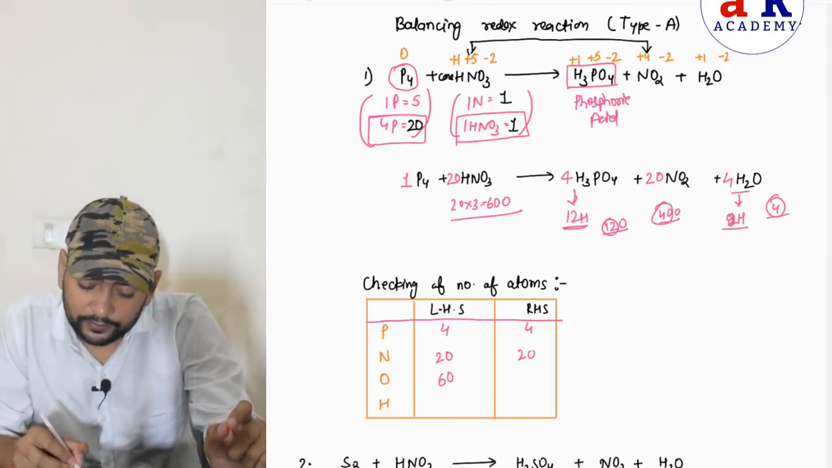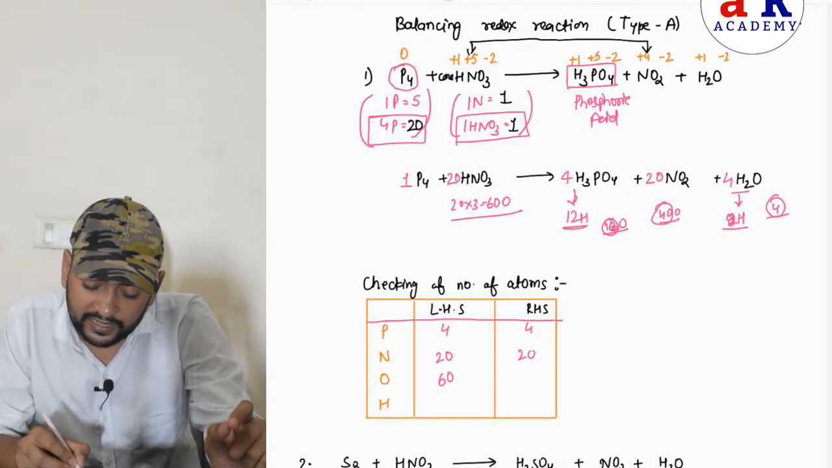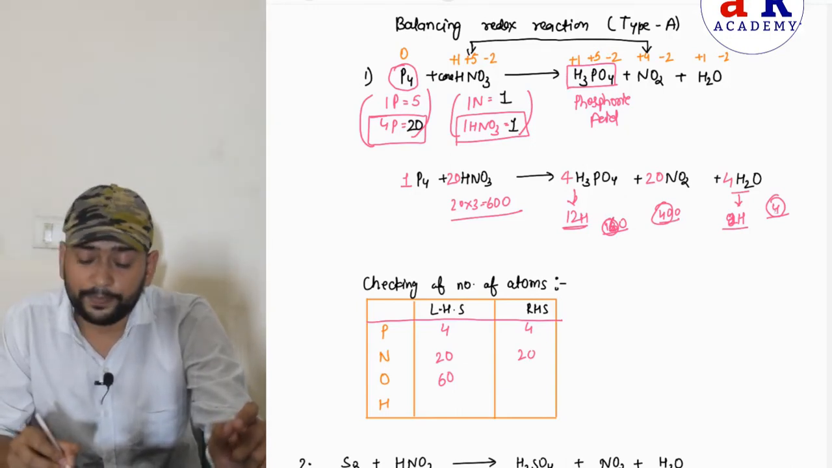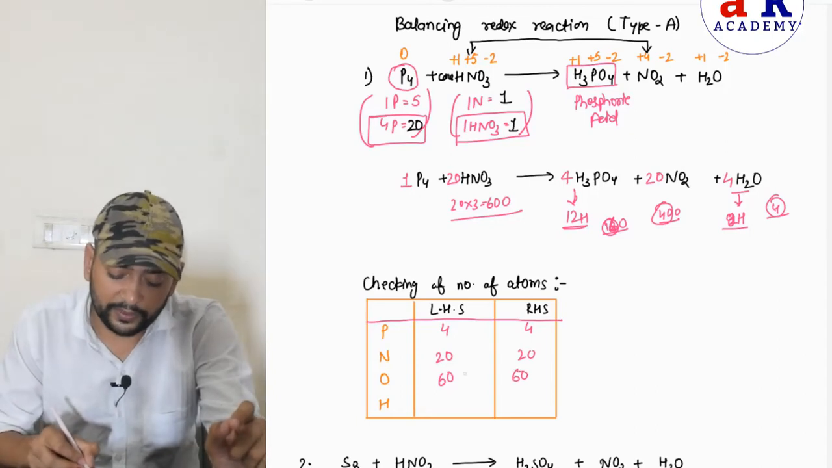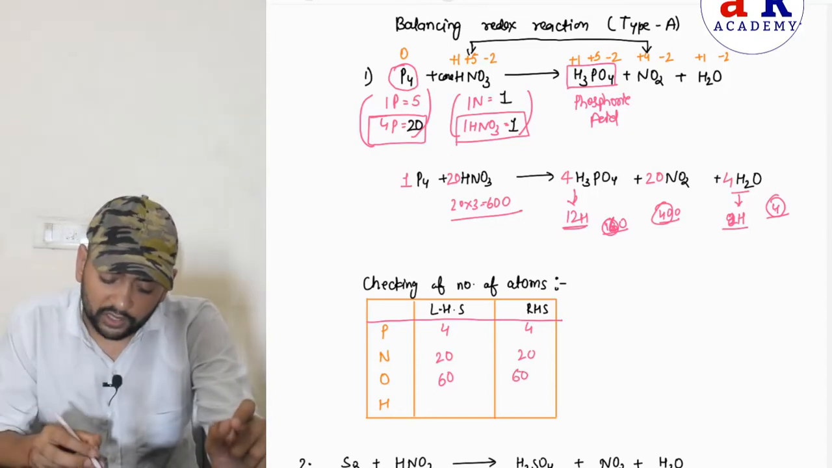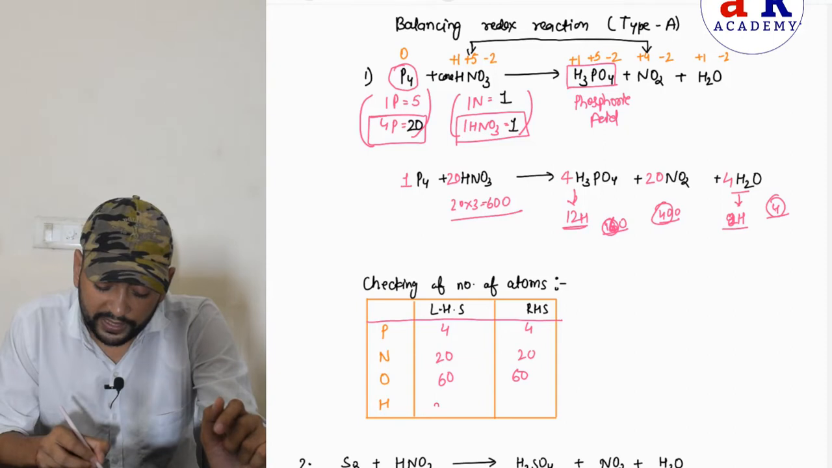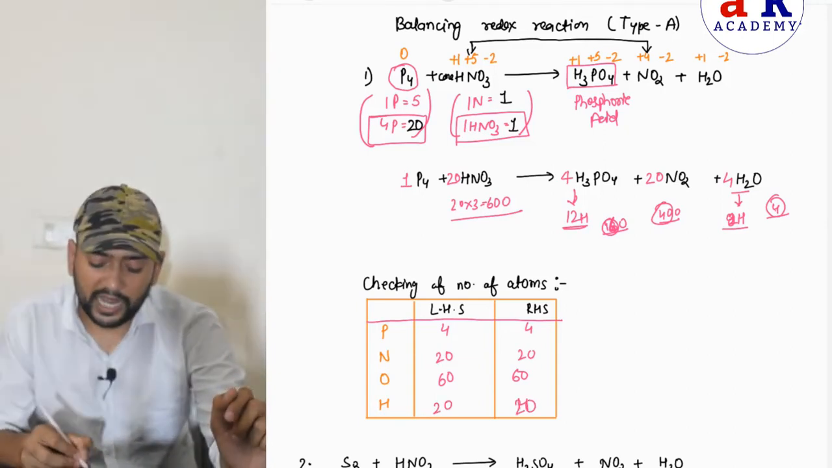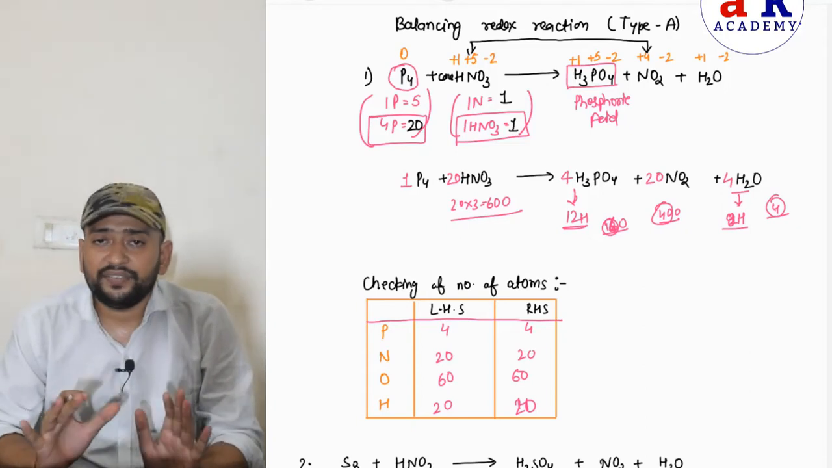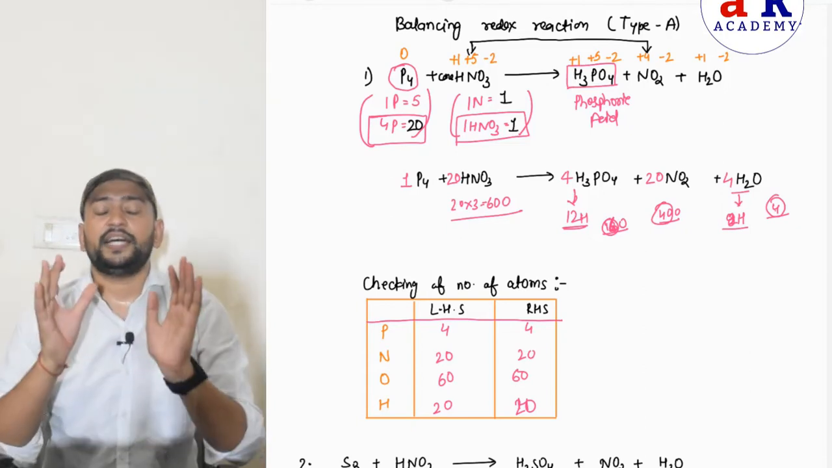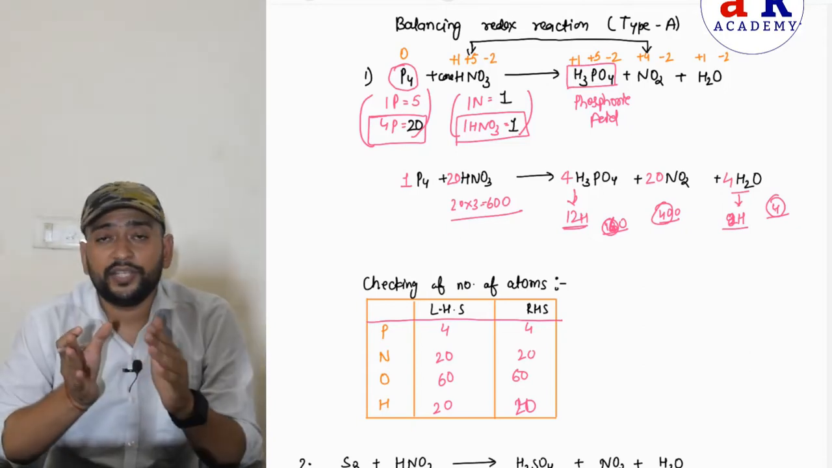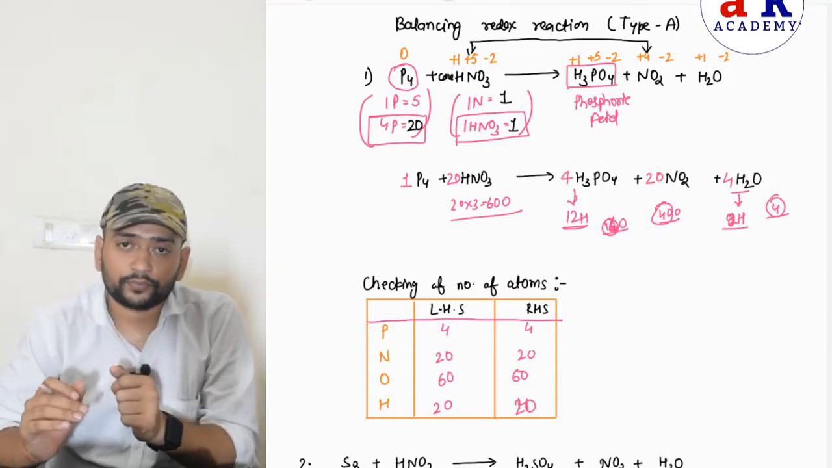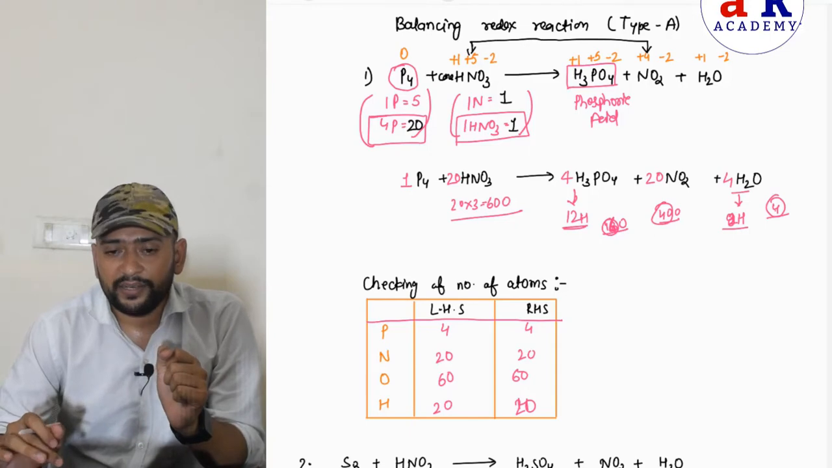So this is 16 over here, and this 4 becomes 20 plus 40, it means 60 oxygen. For hydrogen, on the left hand side we got 20 hydrogen, on the right hand side we got 20 hydrogen. I hope this is clear to you. Already we have balanced this particular reaction, and I hope it makes sense to you. You can find the type, and also you can balance the reaction. I hope this is very much clear to you.